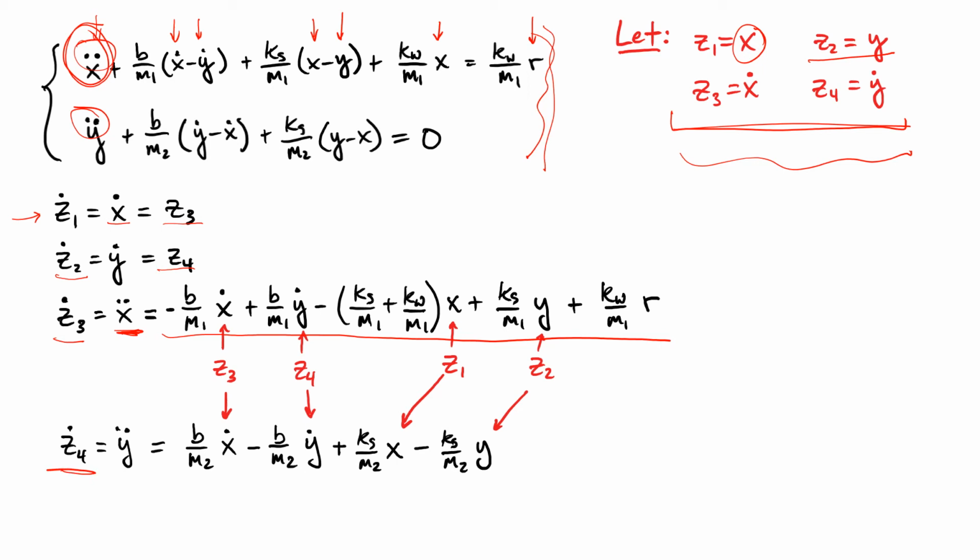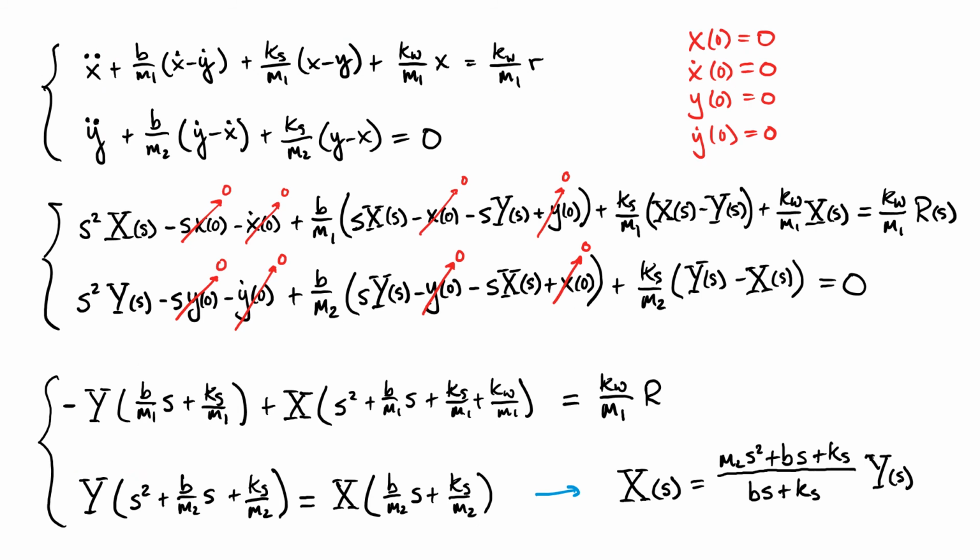Similarly, for z4 dot, we take the derivative of z4, that's y double dot, and now we come up to this equation and grab y double dot in terms of everything else. So when we move everything to the other side, we find the terms that correspond to z3, z4, z1, and z2, and that allows us to write the derivatives of all of our new variables in terms of all of our new variables. I'll let you go ahead and put that into state space form.